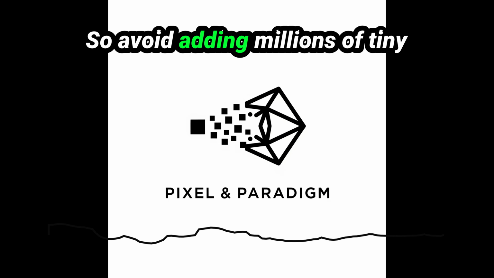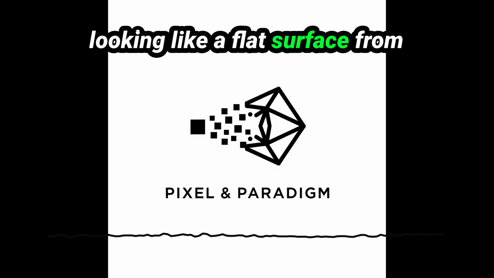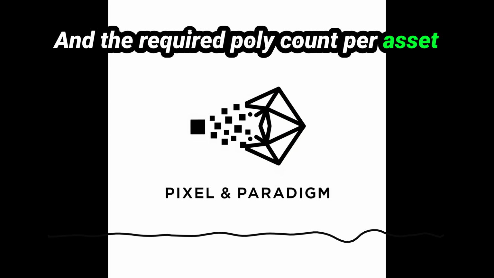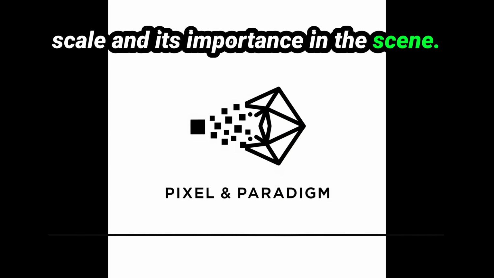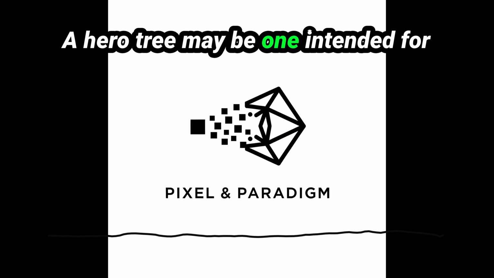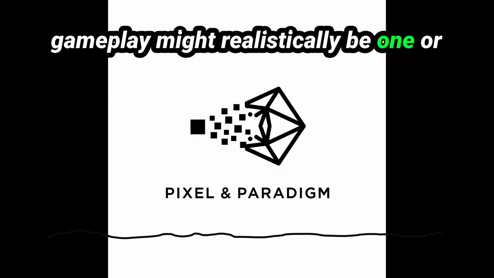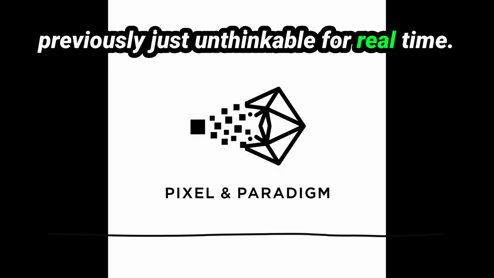Right, so avoid adding millions of tiny bumps if they just average out into looking like a flat surface from where the player usually sees it. Exactly that. And the required poly count per asset also varies hugely depending on the asset scale and its importance in the scene. A hero tree, maybe one intended for prominent close-ups in cutscenes or gameplay, might realistically be 1 or even 2 million triangles, a figure that was previously just unthinkable for real time.